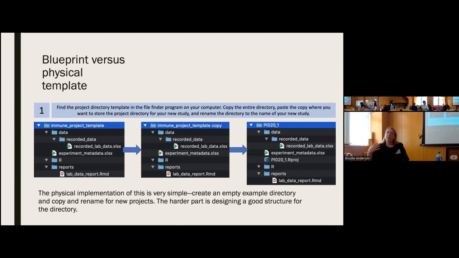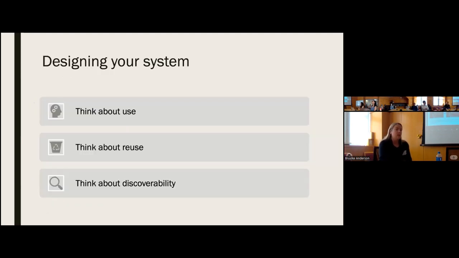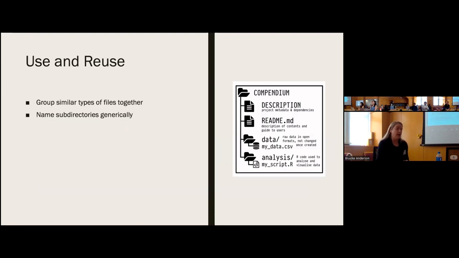So then the tricky part is deciding how you organize that and what goes in, like what kinds of subdirectories you put in. So as you're designing that blueprint part, these are three things I want to talk about. Think about the use. That's pretty obvious. Does it have space for the things that I'm using for this project? Think about the reuse. That's the idea that we want to use time after time. And then think about discoverability. So let's talk a little bit more about that. And we'll be quicker on the use and reuse because I think that these are fairly obvious.